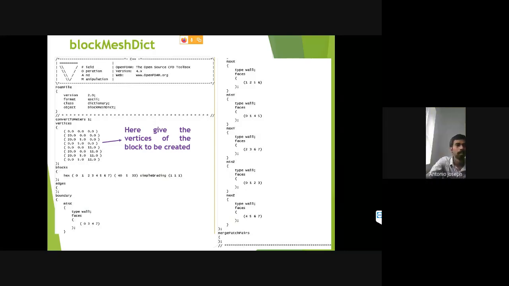So now moving on to blockMesh. Yeah, about the blockMesh. One minute.